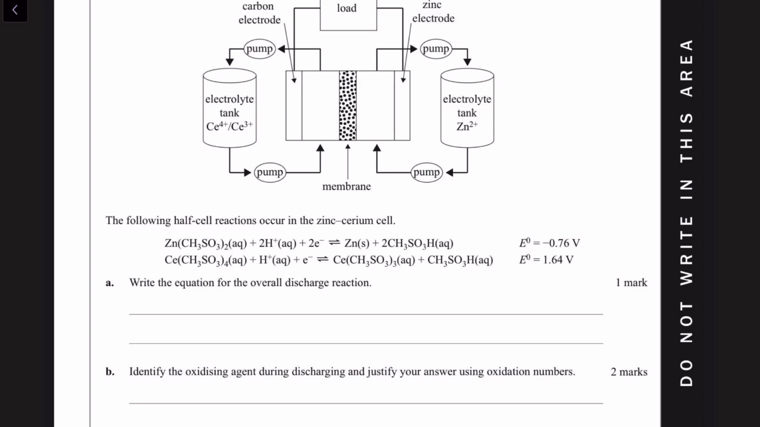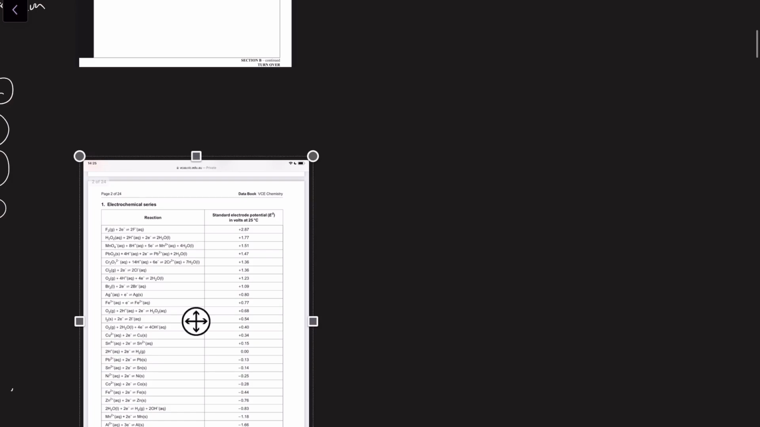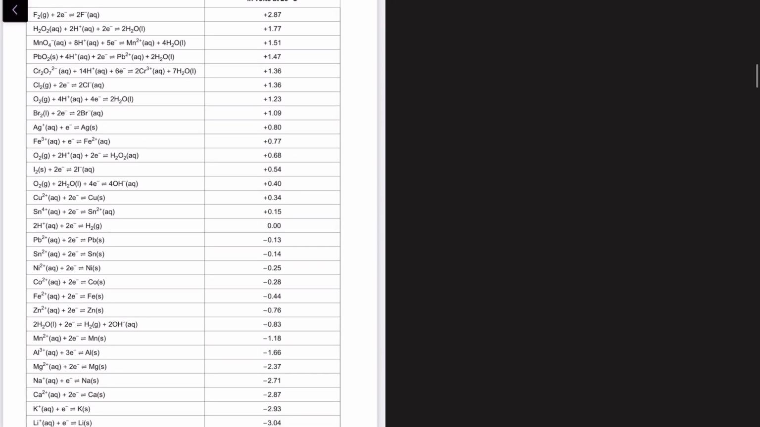So now let's do question 1 together. You are given two half cell equations, and you want to write the equation for the overall discharge reaction. For the discharge reaction, remember it is the spontaneous redox reaction. If you go to your electrochemical series, it is ordered from positive to negative, and if you remember, you get a negative gradient. So that's the way the reaction would occur.